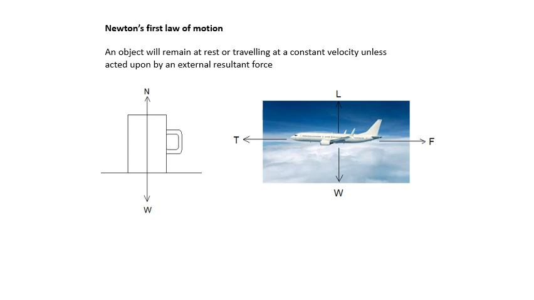Okay, so basically, if an object isn't moving, or if it's moving at a constant velocity, then the resultant force is zero. So if something's stationary or going at a constant velocity, then F res, the resultant force, is zero.